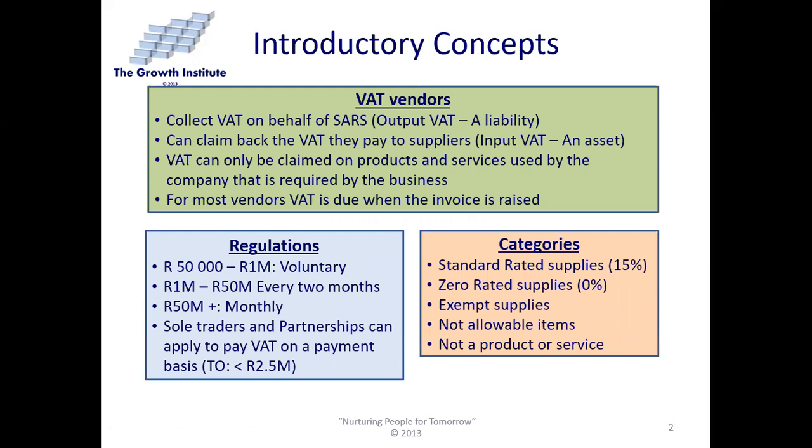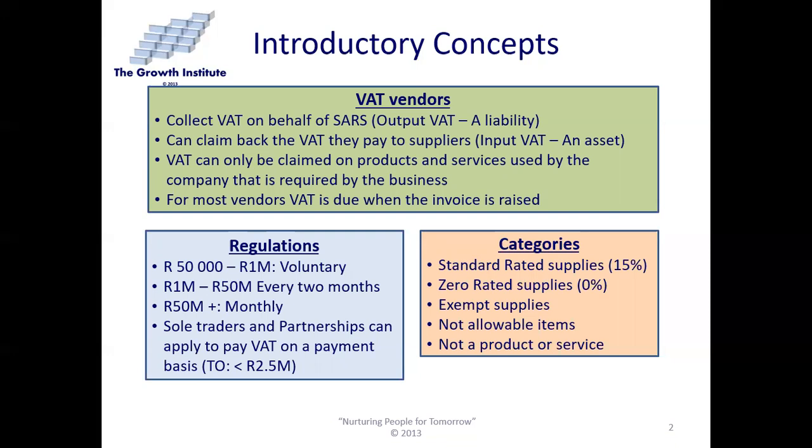Okay, we need to understand what a VAT vendor is. A VAT vendor is somebody that collects VAT on behalf of SARS, really any business. And when you collect that VAT, there is an output VAT payable to SARS, and that is a liability. But if you buy something as a VAT vendor, you can claim back the VAT that you pay to suppliers, and that will be recorded as an input VAT, and input VAT is an asset. Remember that VAT can only be claimed on products and services used by the company that is required by the business. If it's not business related, you cannot claim it.